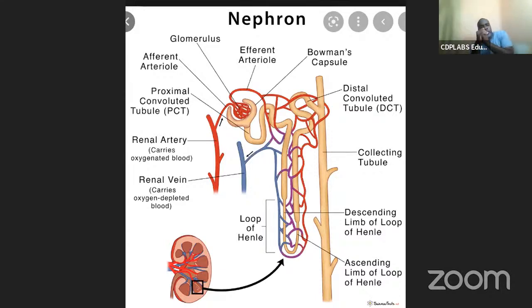Now, of course, each structure has a function. And I'm showing you how to study to make this thing easier for you to learn.